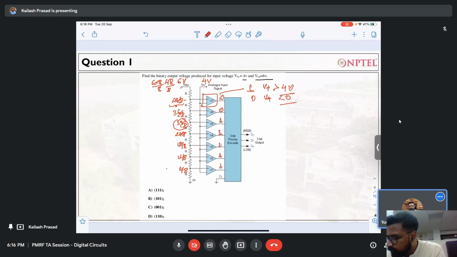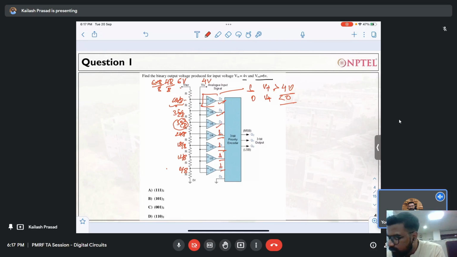Now you have to find out which of the outputs is correct, or what will be the output. An encoder is such that you give one of the inputs and you get the output. If you get 1 in the sixth node, the output will be 110. If you get 1 in the fifth node, it will be 101. But what if multiple inputs are 1? Whenever multiple inputs are 1, the priority will be given to the logic with the highest one.